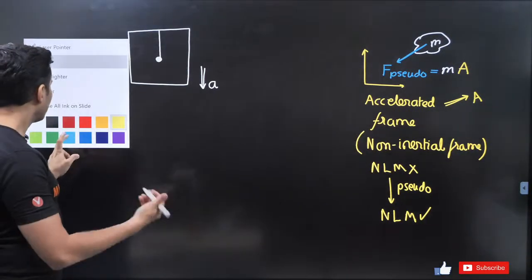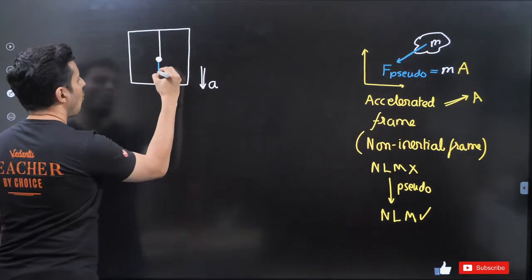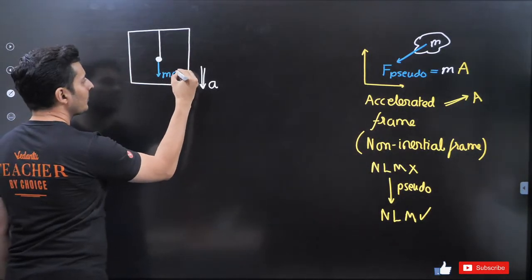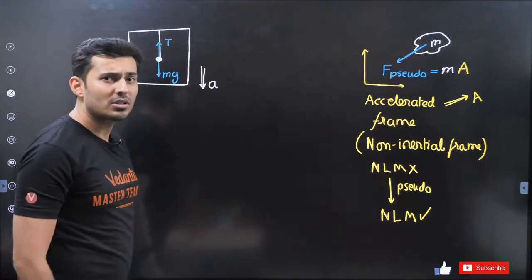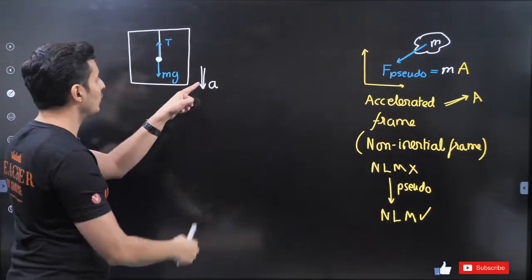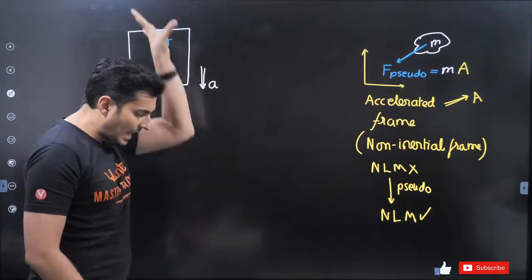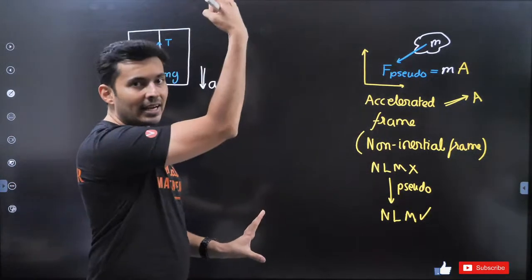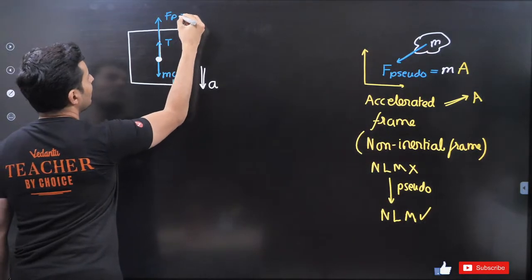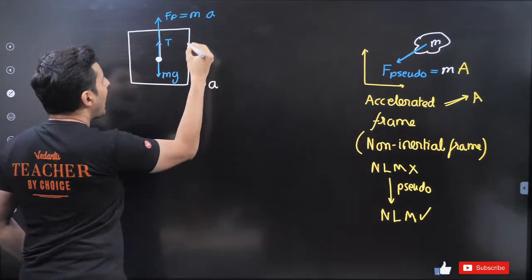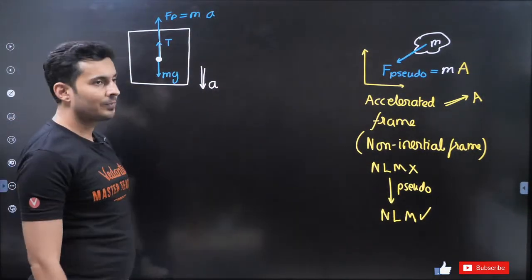Now if I try to apply the pseudo force concept in the lift, for example, which is accelerating down, think, what are the different forces? One is mg, next is tension, and there will be one more force, that's pseudo force. If I sit in the lift accelerating down, pseudo force will act up, equal to mass into acceleration of the lift frame.